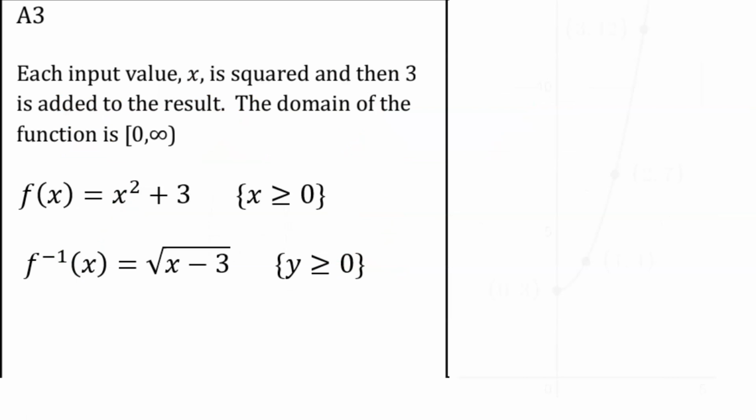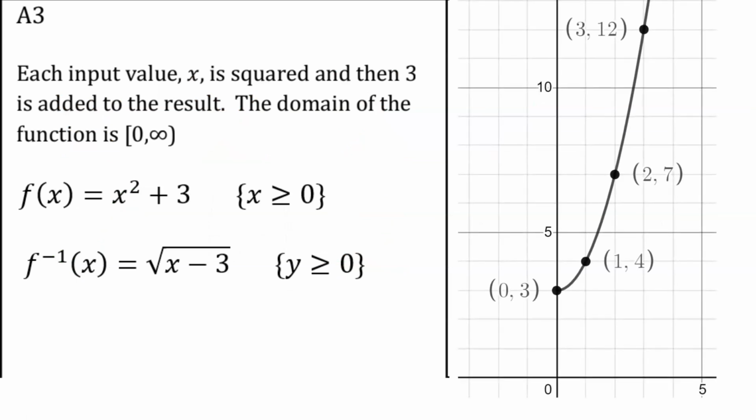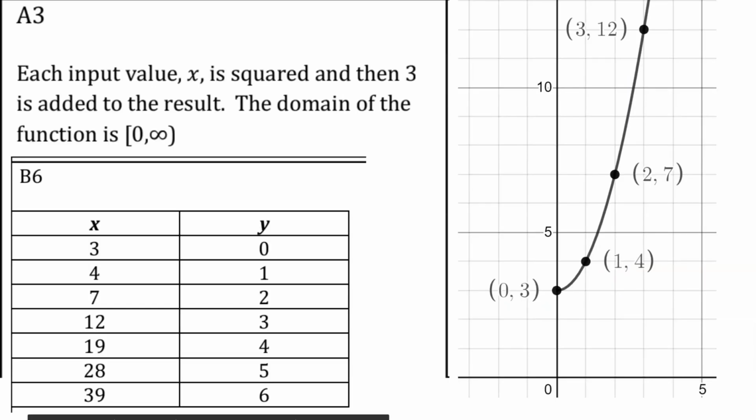To make it even more clear, it's helpful to look at a graphical and table representation of function A3. So we have the quadratic function x squared plus 3 on the restricted domain: (0, 3), (1, 4), (2, 7), and (3, 12). And we can clearly see how these points in the table for B6 are the reverse of those points. (0, 3) became (3, 0), (1, 4) became (4, 1), (2, 7) became (7, 2), (3, 12) became (12, 3), and the pattern would continue if we compared both function rules.